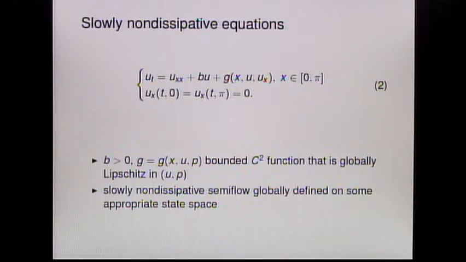So the problem that we are going to consider is precisely the following. Our equation is going to be of this form. We have this nonlinearity here, defined on the interval (0, pi) with Neumann boundary conditions. We assume b to be strictly positive and g to be a bounded C2 function, but we also have to assume another hypothesis for this function g. We assume that it is globally Lipschitz in the second and third variable. It's going to be clear later why we have to impose this other condition on g. So what I'm saying is that if we consider this type of nonlinearity, my equation is going to be a slowly non-dissipative equation.